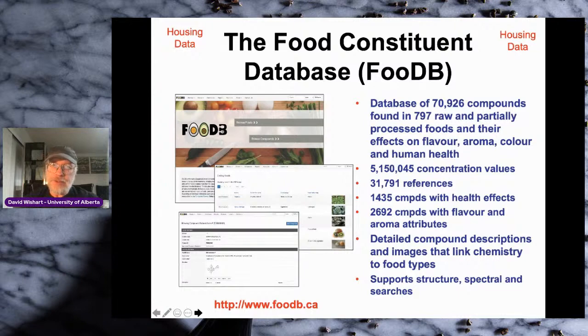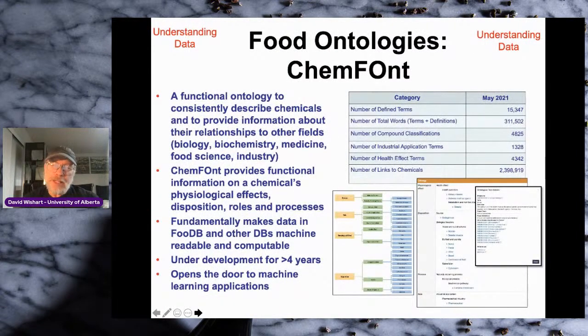So we have links to the foods, and you can see little pictures of the different food items, as well as the chemicals or metabolites or nutrients that are found in each of those foods. Again, it's an online database structure that you can search by chemical structures, search by food types, text, and even by spectral data.